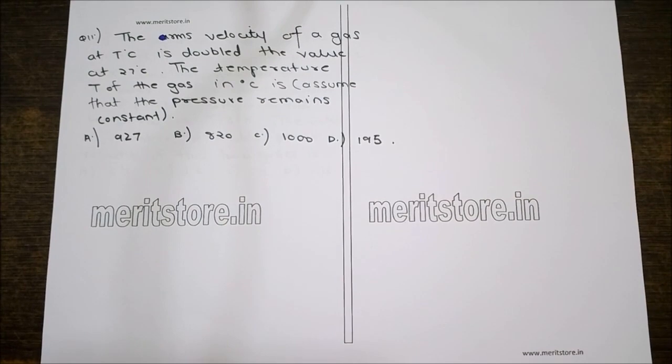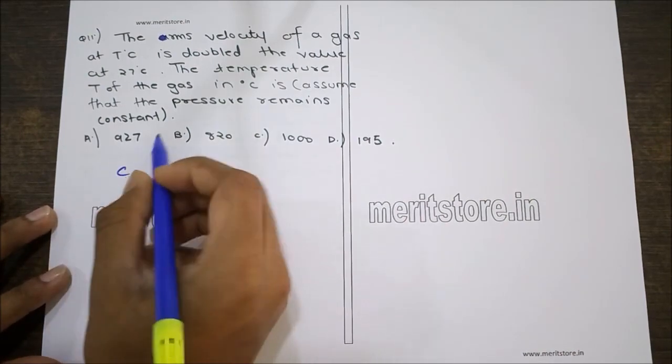The RMS velocity of a gas at T degrees Celsius is double the value at 27 degrees Celsius. The temperature T of the gas in degrees Celsius is, assume that the pressure remains constant. The options given are 927 degrees Celsius, 820 degrees Celsius, 1000 degrees Celsius and 195 degrees Celsius.